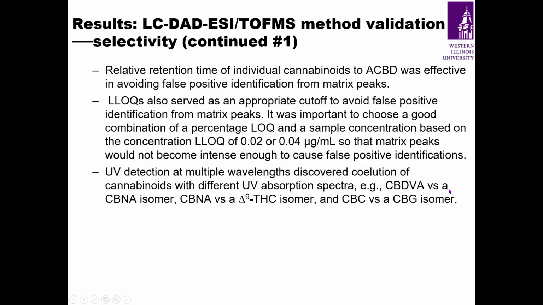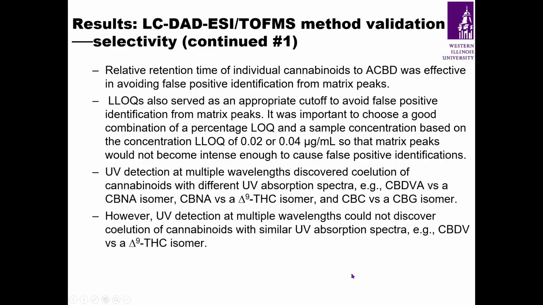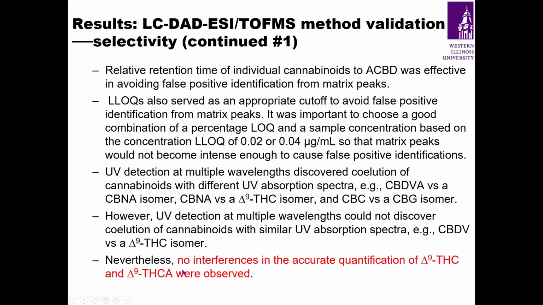For example, CBDVA versus a CBNA isomer, CBNA versus a delta-9 THC isomer, and CBC versus a CBG isomer. However, UV detection at multiple wavelengths could not discover coelution of cannabinoids with similar UV absorption spectra, for example, CBDV versus a delta-9 THC isomer. Nevertheless, no interference in the accurate quantification of delta-9 THC and delta-9 THCA was observed.